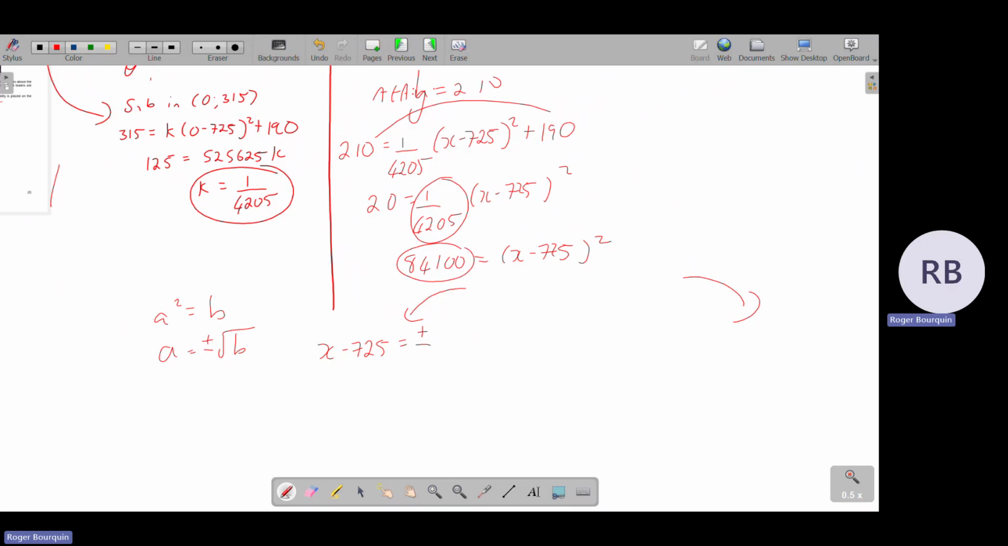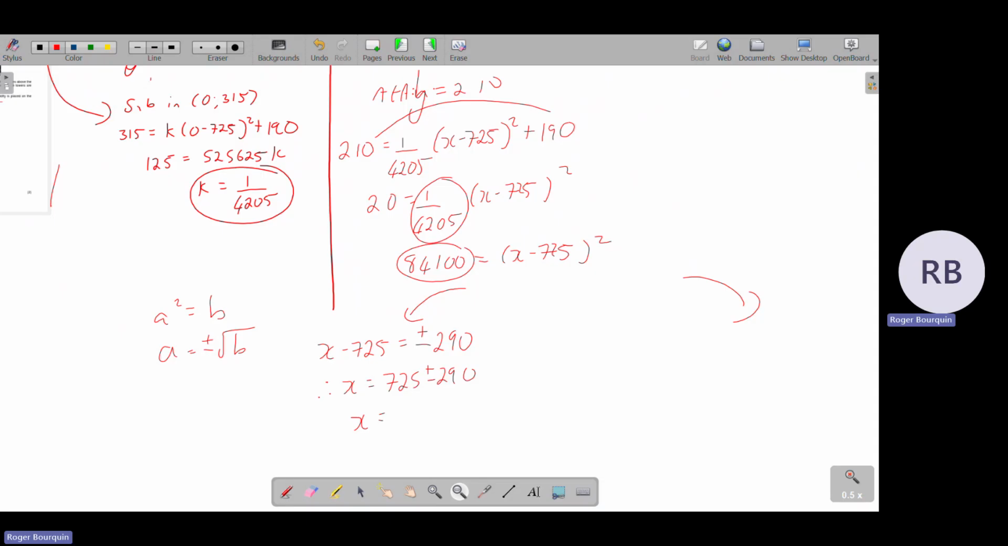And the square root of that is 290, right? This is the way I did it. So you end up with two answers. X is equal to 725 plus or minus 290. If you plus 290, what do you get? Doesn't really matter, I'll just do it quickly. Plus or minus, because remember, if you've got a squared is b, a is plus minus the square root of b, right?